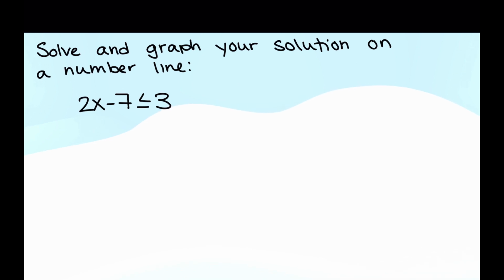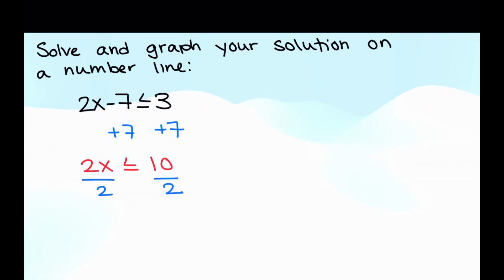2x minus 7 less than or equal to 3. So I'm trying to isolate the x, so I have to get rid of the minus 7. I'm going to do that by adding 7 to both sides. Now I'm left with 2x less than or equal to 10. 3 plus 7 gives us 10. Finally, if we want to get the x by itself, we have to get rid of that 2. It's 2 times x, so I'm going to divide both sides by 2. And that gives me x less than or equal to 5. 10 divided by 2 is 5.